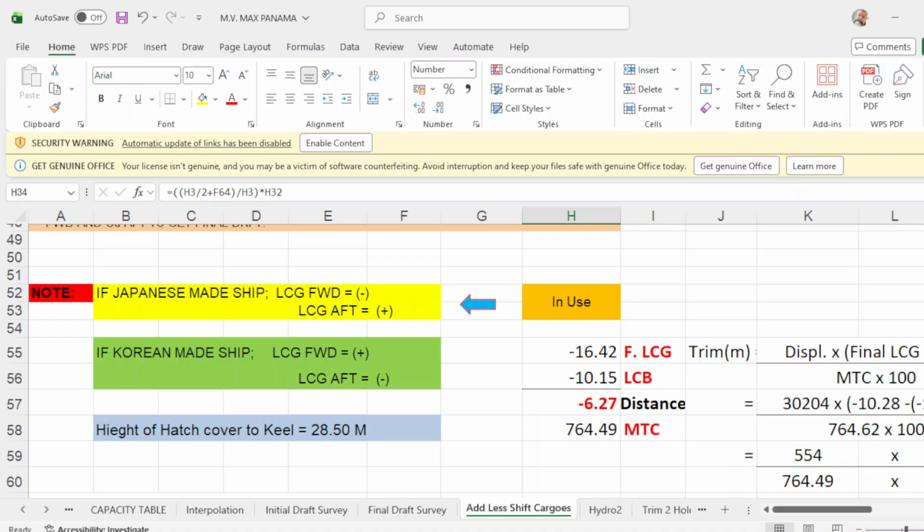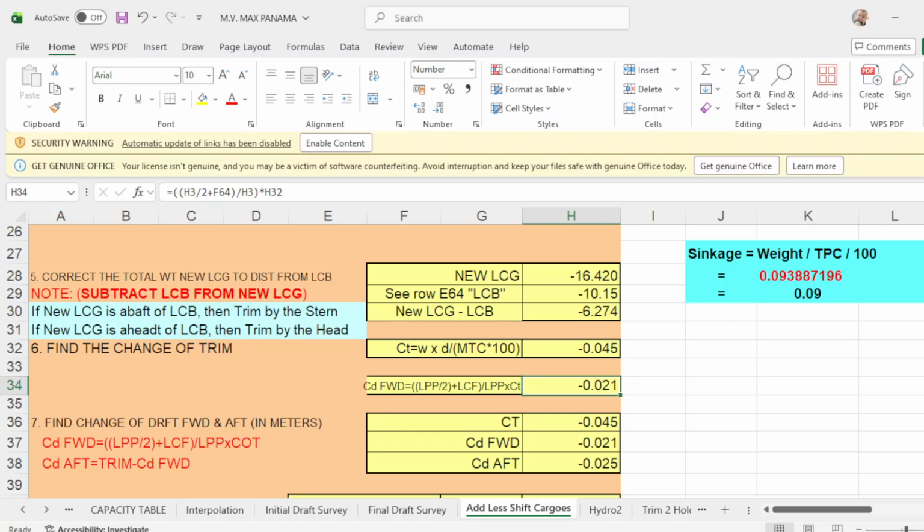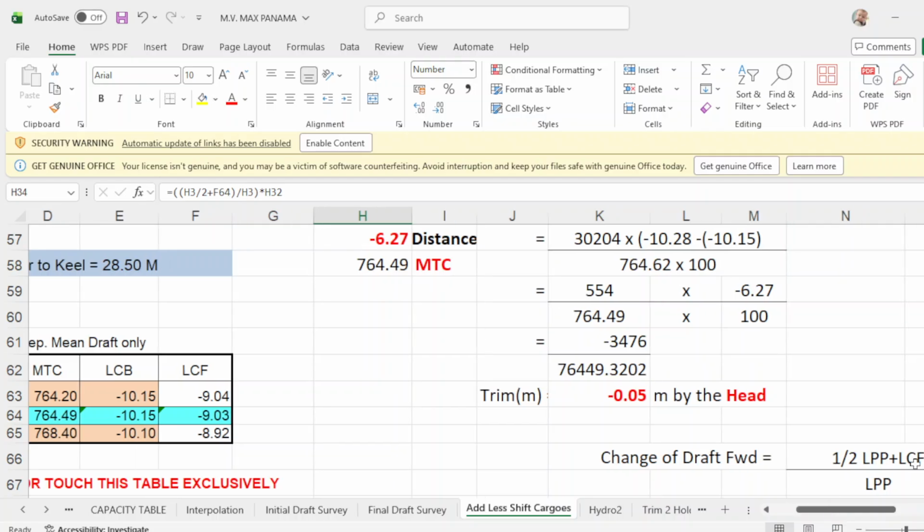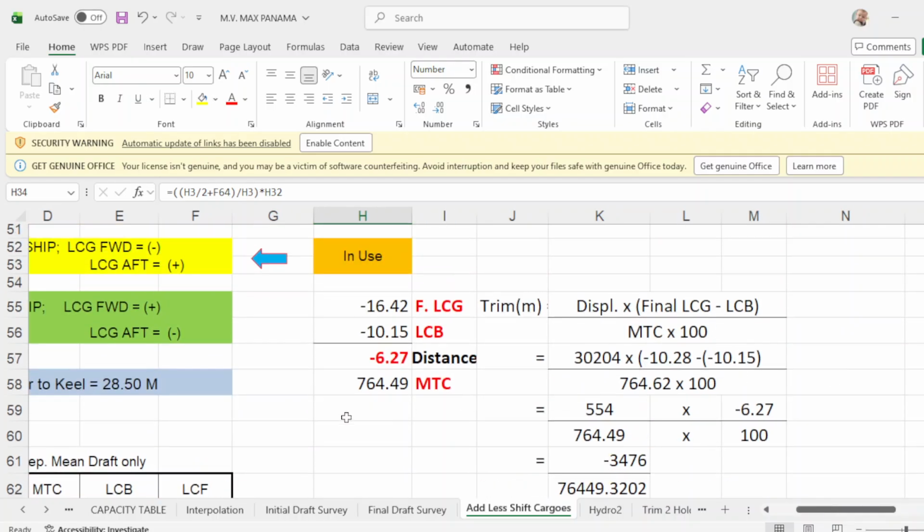Negative 1015, this one, which is E64. So you go to row 64 and letter E. So negative 1015. Okay. Final LCG minus LCB, that will be negative 627. That is your distance. So displacement 3024.